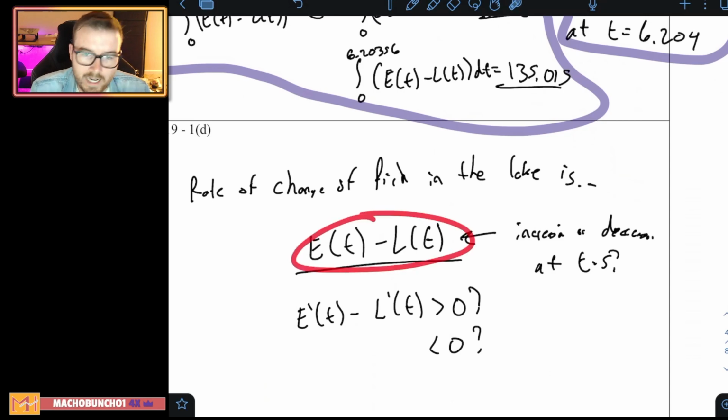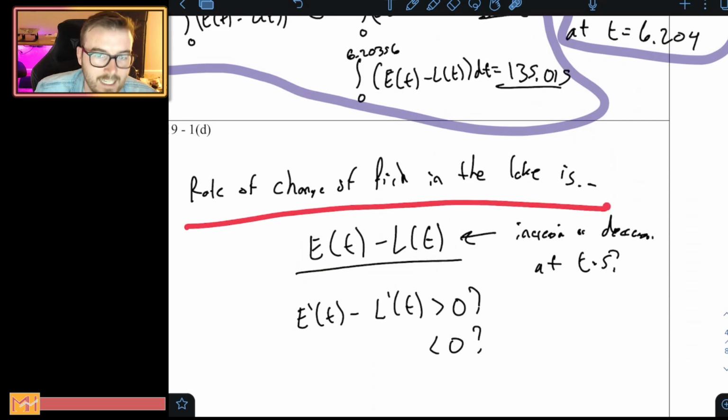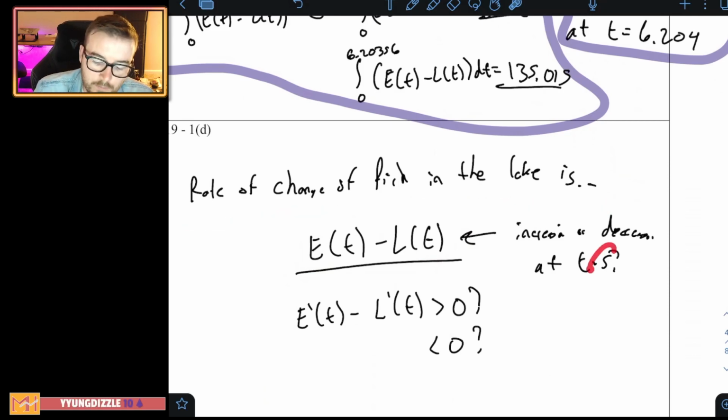Now, what is tough about this question, what I would like to dwell on here, is aren't these already rates? They are. And what do these rates allow us to determine? They allow us to determine if the number of fish in the lake is increasing or decreasing. If the question asks, is the number of fish in the lake increasing or decreasing, you would simply plug the number 5 into these functions because they are the derivative of this mystical function that is the number of fish in the lake.